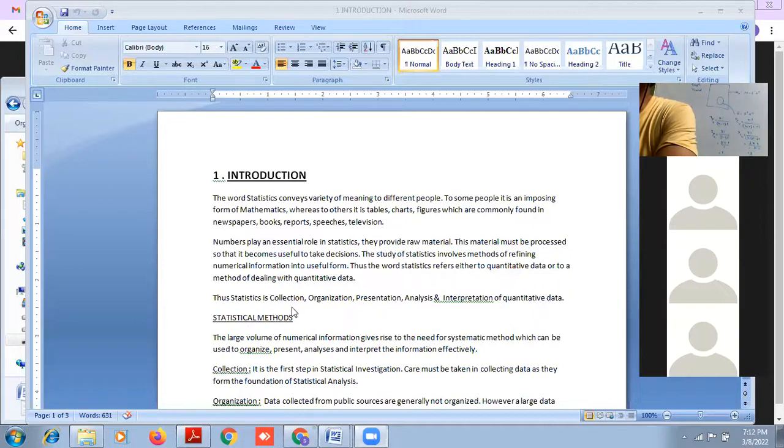Collection means collection of data, organization, presentation, analysis, and interpretation. This interpretation is most important. It requires very high skill to interpret quantitative data. So it's basically a 5-step procedure: collection, organization, then presentation, analysis, and interpretation. Okay, so now we'll see. So basically it is termed as statistical methods.